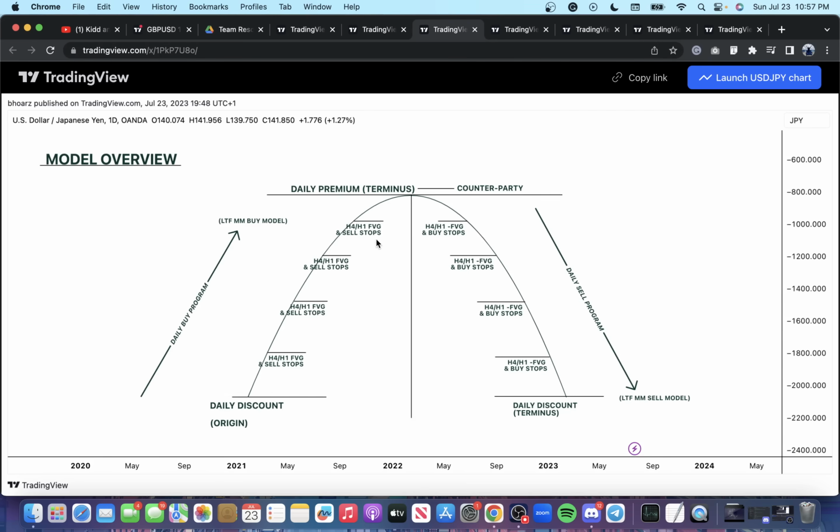This is the entire premise of our model, be it buys or sells. So we're looking for bullish expansion in the direction of the daily buy program, and we're looking for bearish expansion in the direction of the daily sell program.